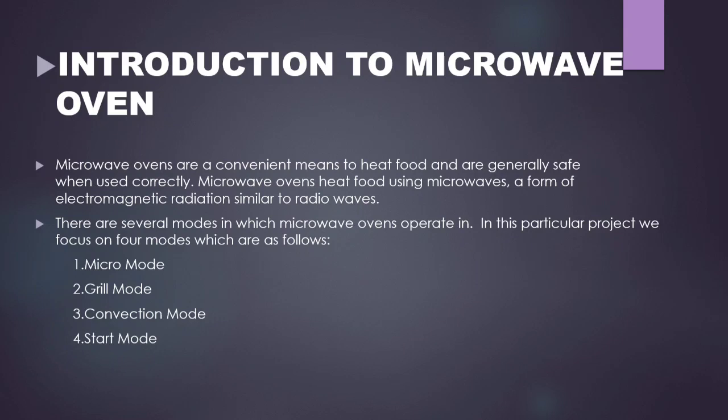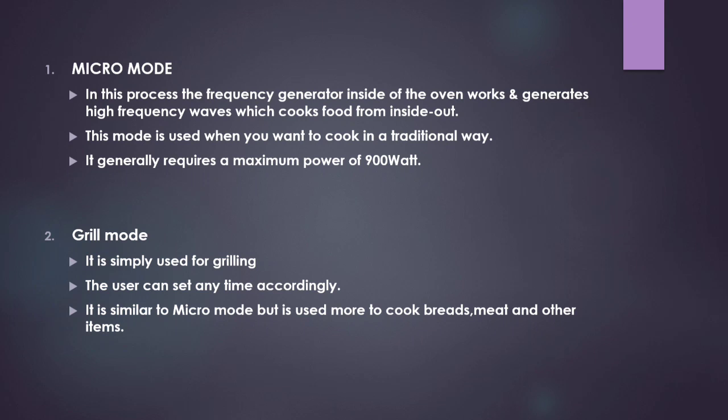There are several modes in these microwave ovens operated in this particular project. We will focus on four modes, which are as follows: micro mode, grill mode, convection mode, and start mode. Micro mode: in this process the oven generates high frequency waves which cook food from inside out. In this mode, it is used to cook in a traditional way. It generally requires a maximum power of 900 watts.